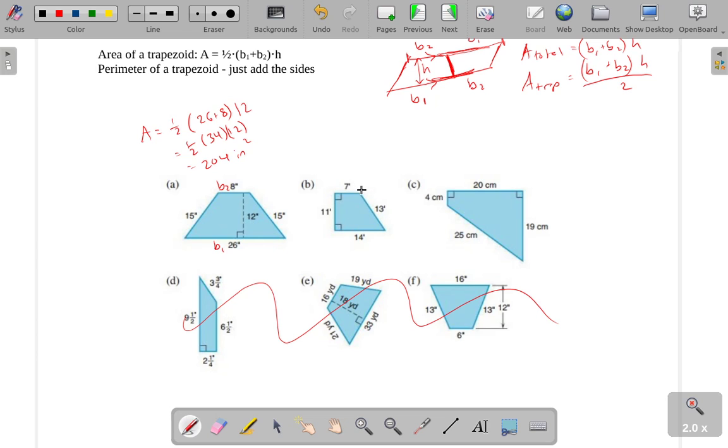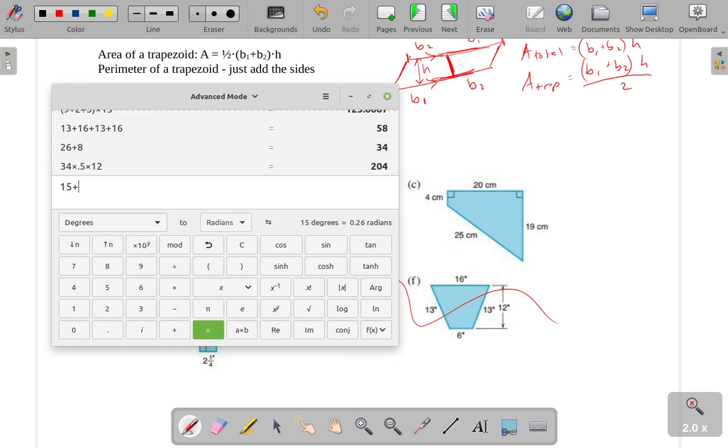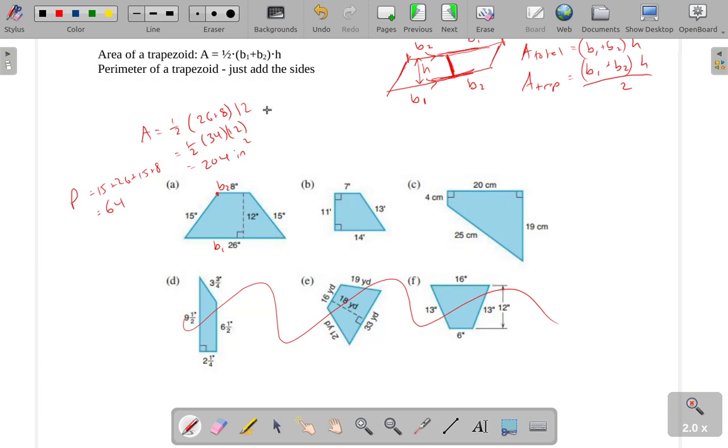Oh, and I guess I didn't finish this first one. We still need to find the perimeter. It doesn't specify it here, but we're trying to find both the area and the perimeter. For the perimeter, I don't care about what the height of this particular trapezoid is. I only care about the 4 side lengths, so I would just add those together. I'll start here and work my way around. This would be 15 plus 26 plus 15 plus 8, which gives me 64. This being a perimeter, it's going to be a distance, so that'll be 64 inches.